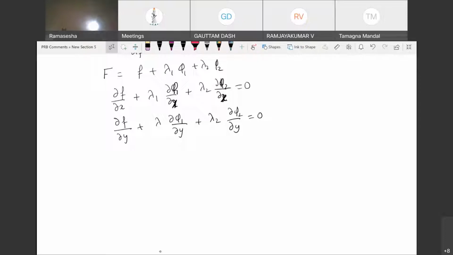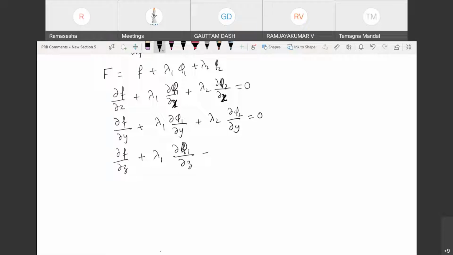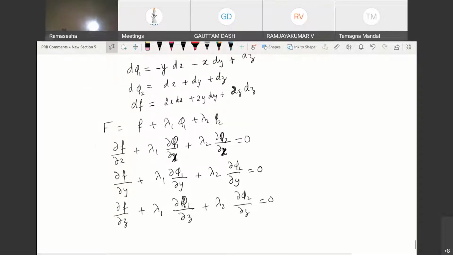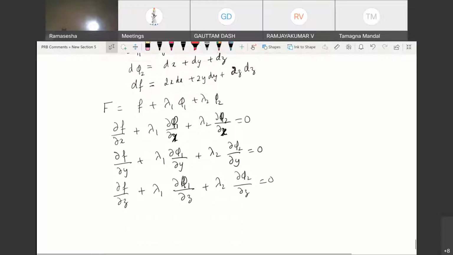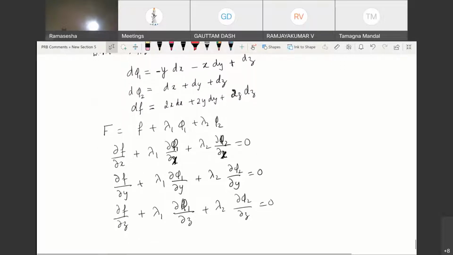By the third equation, del f by del z plus lambda 1 del phi 1 by del z plus lambda 2 del phi 2 by del z equal to 0. Having evaluated del phi 1 by del x, del y, del z, as well as del phi 2 by del x, del y, del z, and del f as 2x, 2y, 2z, that is it.